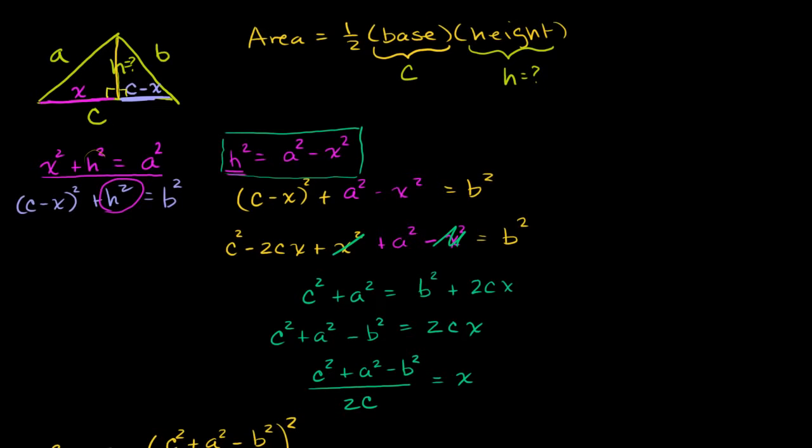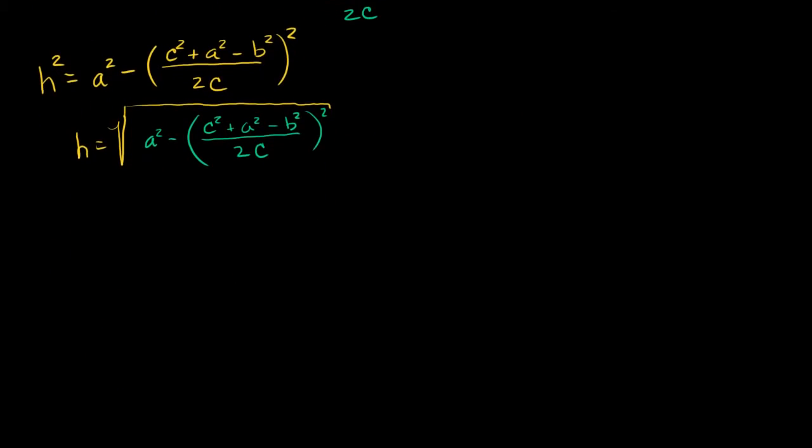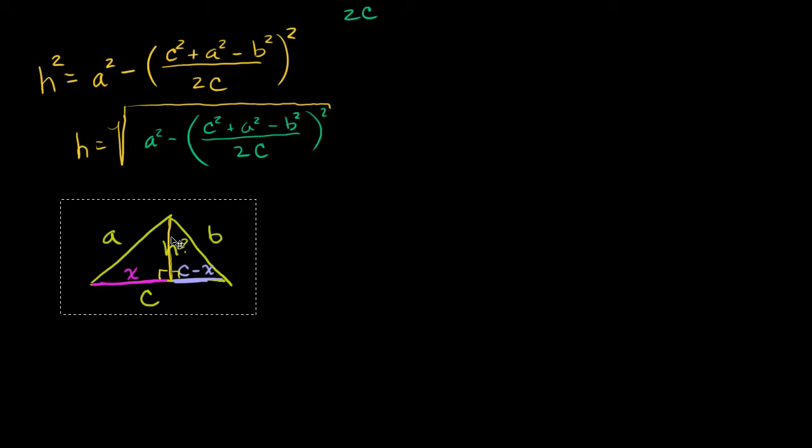Let me copy and paste that just so that we can remember what we're dealing with. Let me copy it, and then let me paste it down here. So we know what the height is. It's this big convoluted formula. The height, in terms of a, b, and c, is this right here.